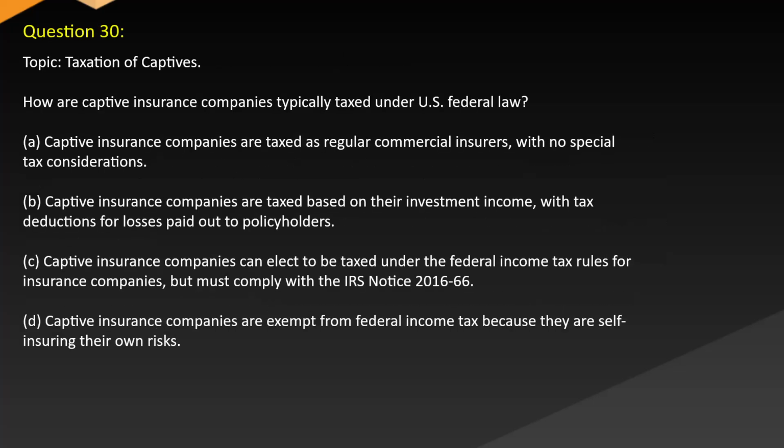Question 30. Topic: Taxation of captives. How are captive insurance companies typically taxed under U.S. federal law? A. Captive insurance companies are taxed as regular commercial insurers with no special tax considerations. B. Captive insurance companies are taxed based on their investment income with tax deductions for losses paid out to policyholders. C. Captive insurance companies can elect to be taxed under the federal income tax rules for insurance companies but must comply with the IRS Notice 2016-66. D. Captive insurance companies are exempt from federal income tax because they are self-insuring their own risks.